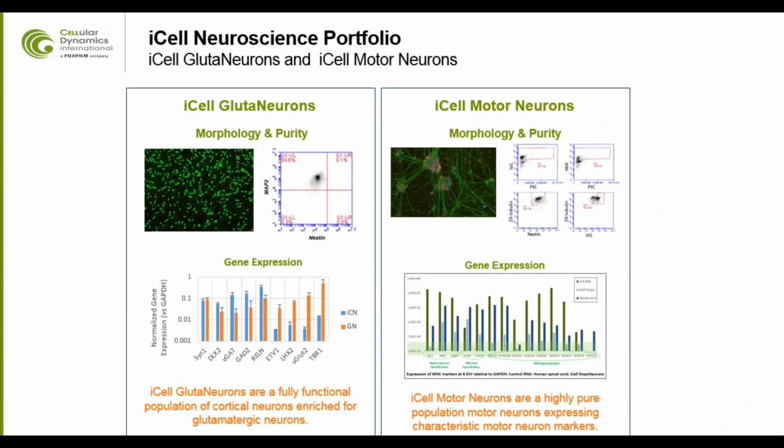Right? As I said, to round out the neuronal portfolio, we've got the GlutaNeurons, glutamatergic neurons, and motor neurons. So again, very cell type specific neuronal lineages.